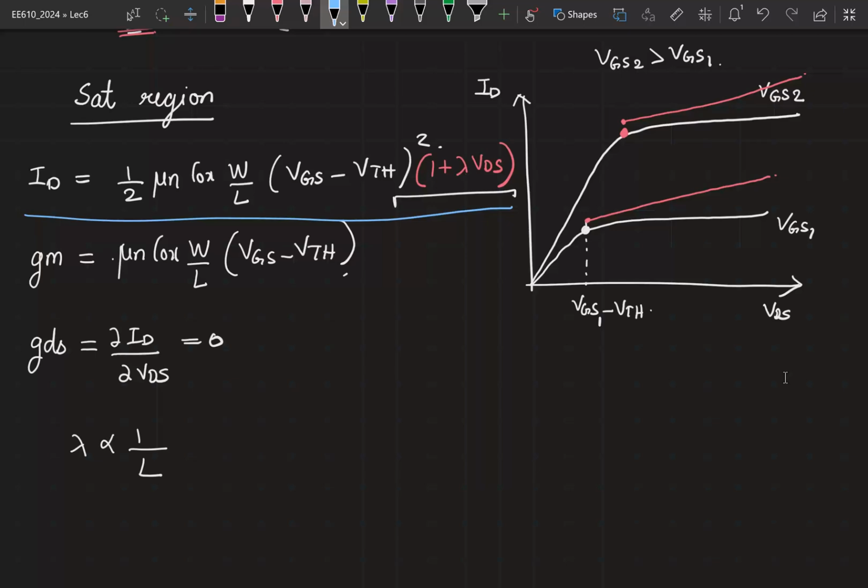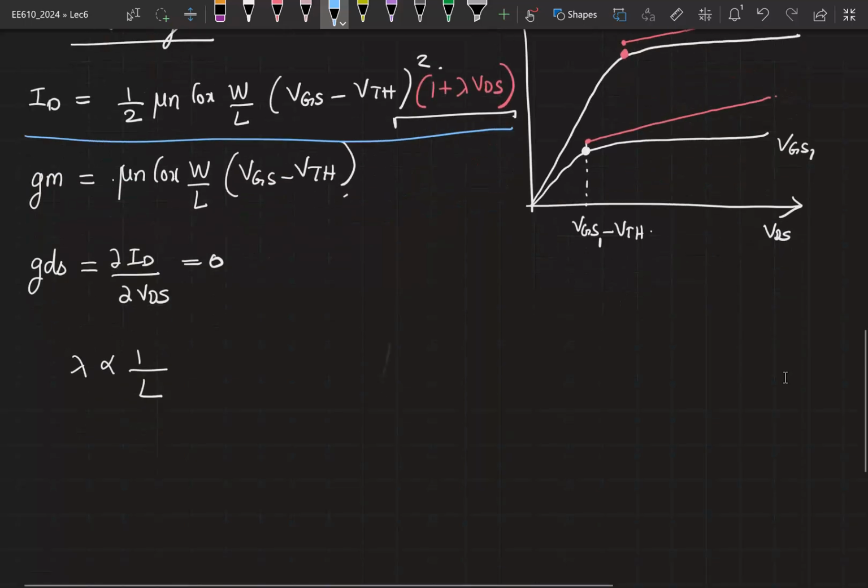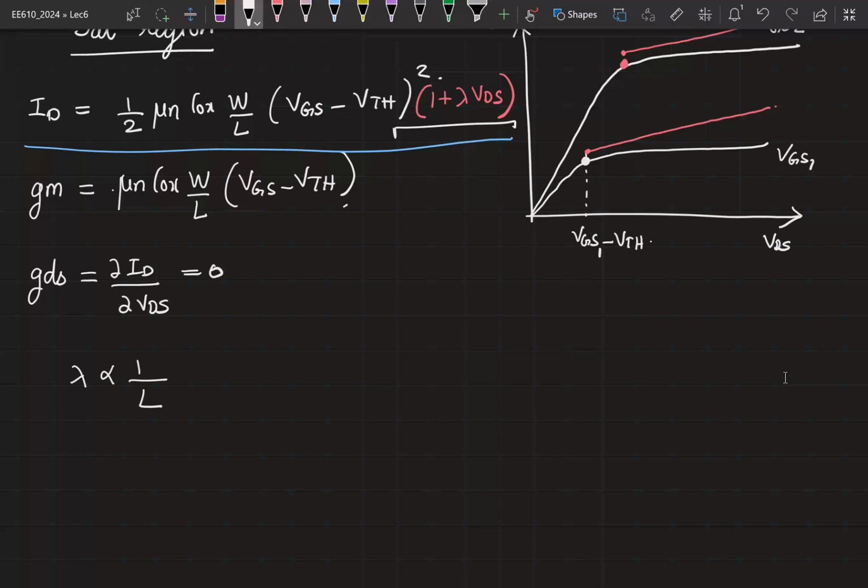Okay. So in practice, this discontinuity will not be there. So we will have to work with the equation with a small discontinuity, but as you will see, it will not affect our calculations very much. Okay. So the equation of ID is now given by the expression I have shown here.